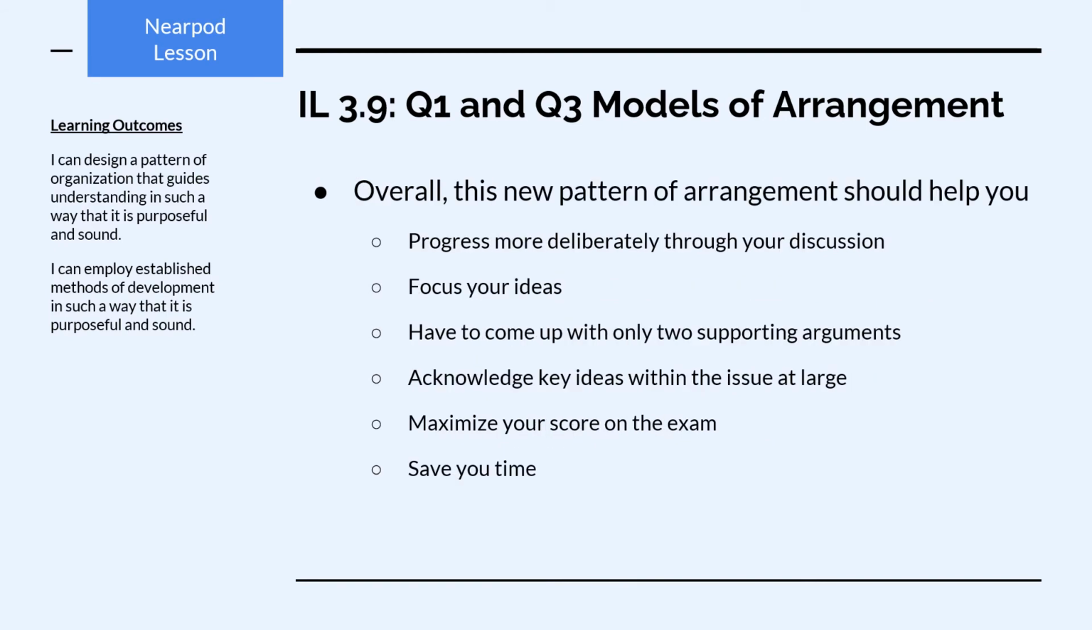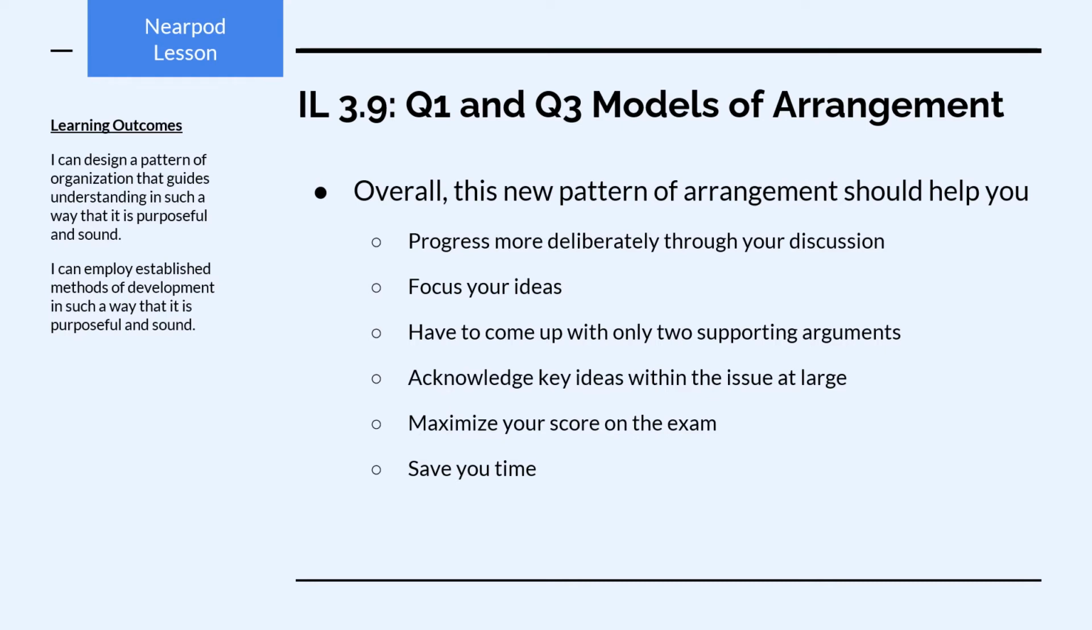Overall, this new pattern of arrangement can help us in a lot of different ways. It can help us progress more deliberately through our discussion. In a previous lesson, I talked about how the biggest thing that we need to understand about effective arrangement is that your ideas need to move in a direction. They need to build from point A to point B and point B to point C and so on, so that I can't mix it up and still get the same effect. It needs to move deliberately, and this new pattern will help with that.